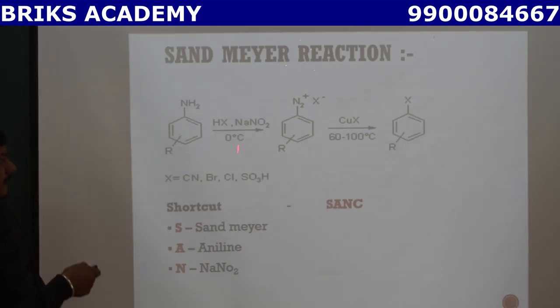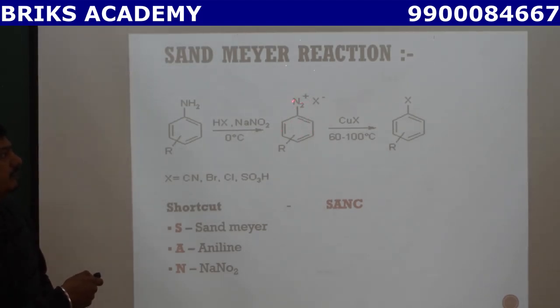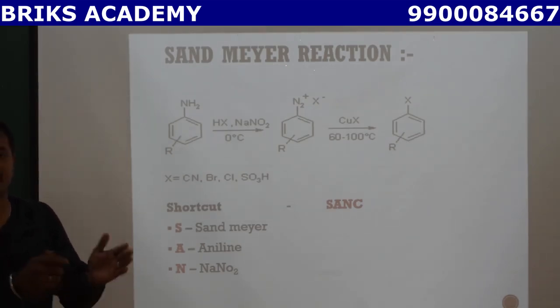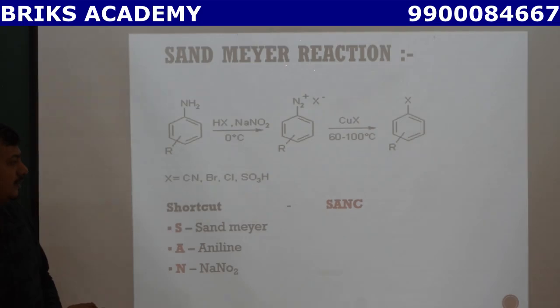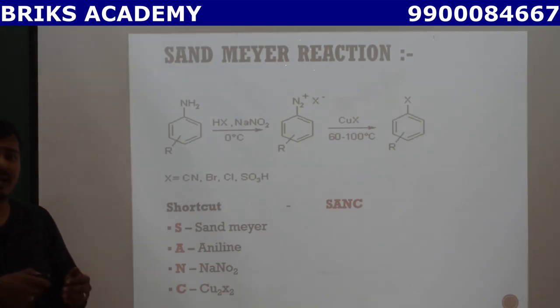In the first step, aniline, HX and sodium nitrite at 0 to 5 degrees give us benzene diazonium chloride, also called BDC. Diazonium: azo means nitrogen, diazo means 2 nitrogens, with chloride or the halide, which is BDC. That's what is obtained in the second step. In the last step, C is for copper halide. We use copper halide in the last step, giving us halobenzene. So you don't need to fret over the starting compounds if you know the shortcut SANC, and you don't need to spend a lot of time thinking about it, because the shortcut is available in the first word of the reaction itself. SAND, instead of SAND, remember SANC.